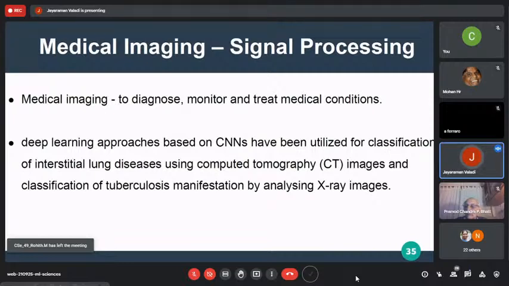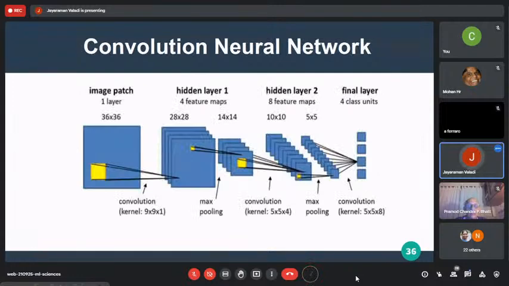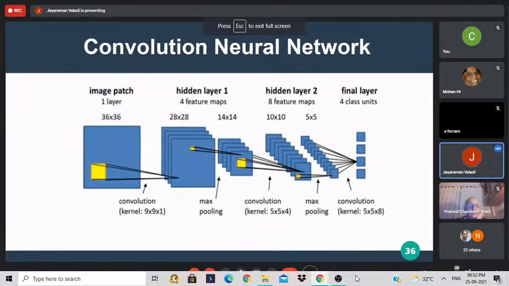You can extract information directly from the images, or you can use the images themselves in deep neural networks and utilize them for classification of different diseases. For example, deep learning approaches based on CNN have been utilized for classification of lung diseases employing CT images, and tuberculosis manifestation has been analyzed by using X-ray images. The convolutional network is essentially another type of neural network, a very important type, and has been profusely used in drug discovery and in life sciences.